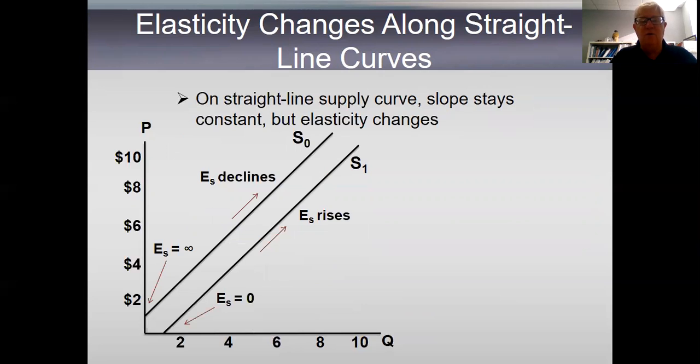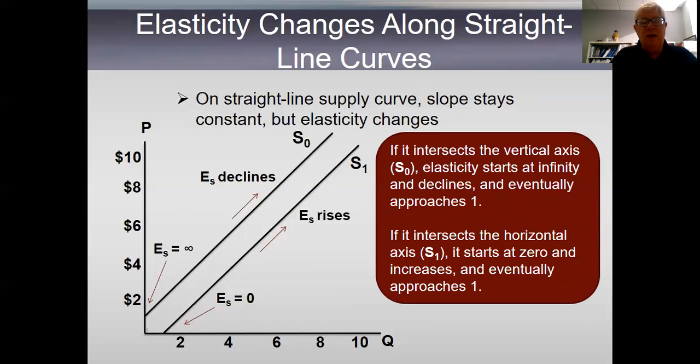And looking at a supply curve, we see the same thing on supply as it is on demand. Elasticity is equal to infinity where the supply curve crosses the vertical axis, the price axis. It declines and approaches 1 as it is going up that supply curve. On the next one, we see that where it crosses the horizontal axis, it's equal to 0, and it increases and approaches 1 from that point as it goes up the supply curve.